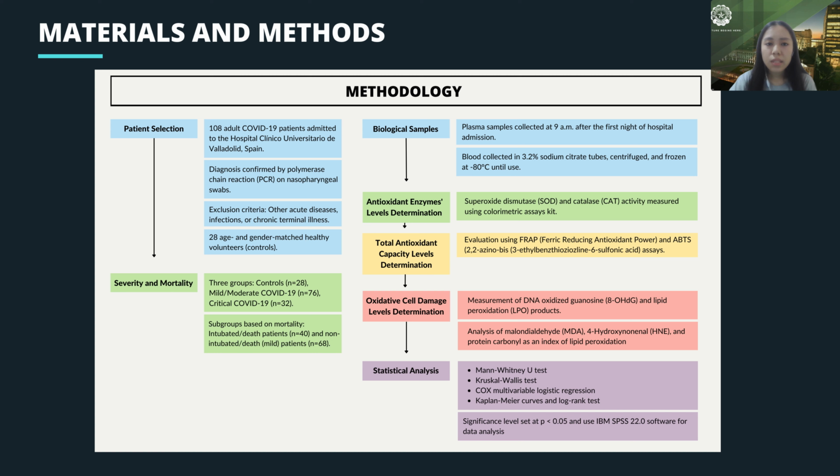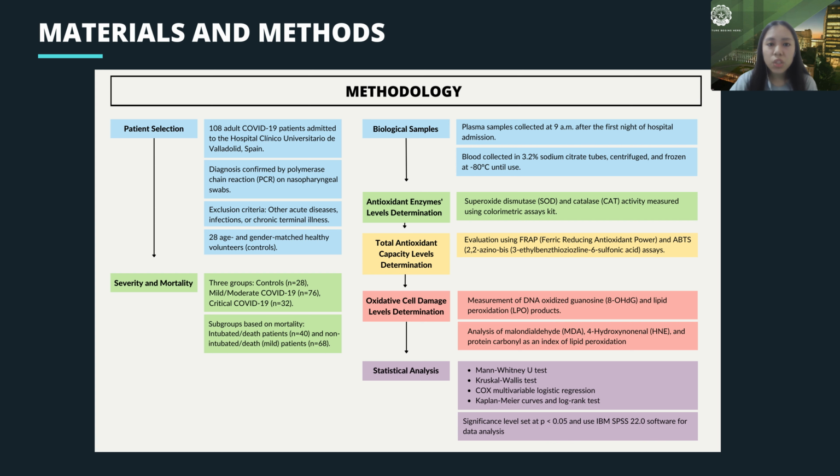The study assessed antioxidant enzyme levels, including superoxide dismutase and catalase activity, using colorimetric assay kits. Superoxide dismutase activity was assessed by reducing oxygen to form a colored product. Catalase activity was determined by decomposing hydrogen peroxide and measuring the yellowish complex. Total antioxidant capacity was determined through FRAP, or ferric reducing antioxidant power, and the ABTS assays, which are based on iron reduction and colorimetric tests respectively.